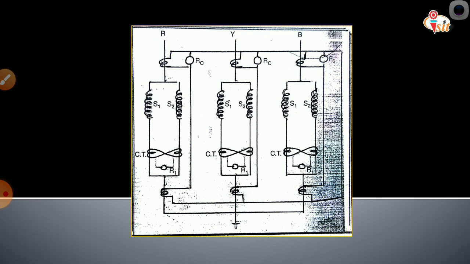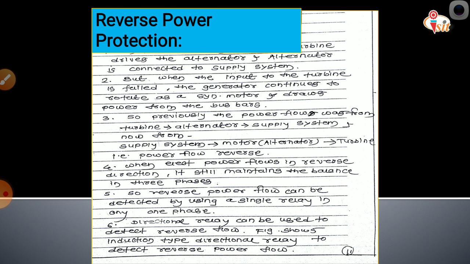So next, the last point in the protection of an alternator is the reverse power protection. As the name indicates, when the power in the system is reversed, we have to provide protection. So we have to provide the protection against the reverse power. When the power is reversed, we have to protect the alternator against it.